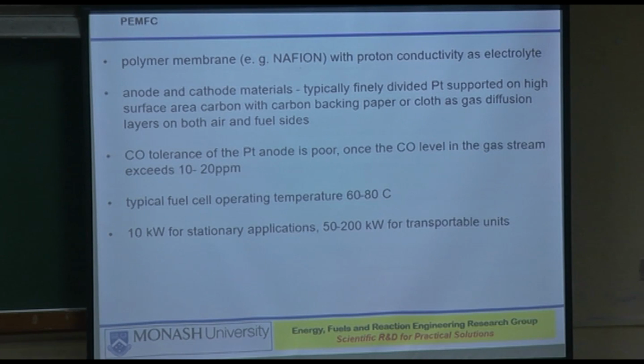Next time. Typical fuel cell operating temperature is very low, and 10 kilowatt for stationary applications you can buy them, and 50 to 200 kilowatt for transportable units. You can actually buy them now. PEM fuel cells have many manufacturers.